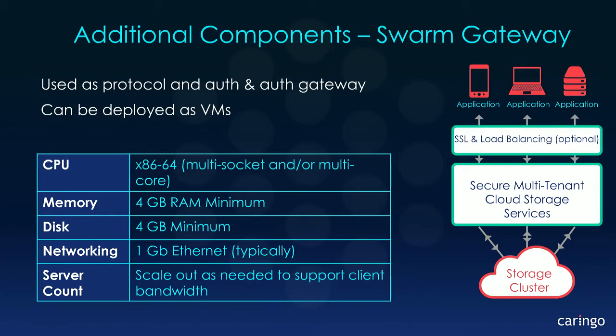So for the CPU side, you need x86 64 again, and that can be multi-socket or multi-core. You'll start off with 4 gig of memory, and disk you'll start off with 4 gig minimum. 1 gigabit Ethernet. Again, if you have a 10 gig cluster, I would use 10 gig for the gateways as well. Just keep the throughput consistent all the way through the solution.